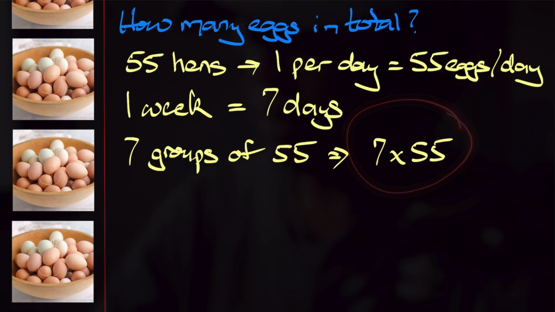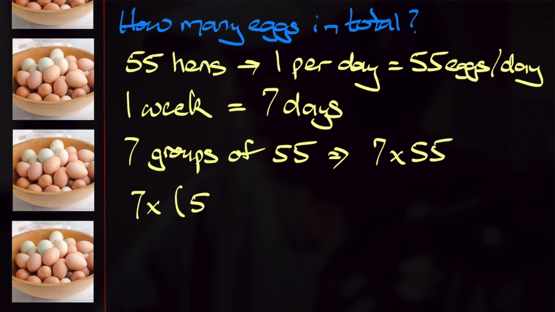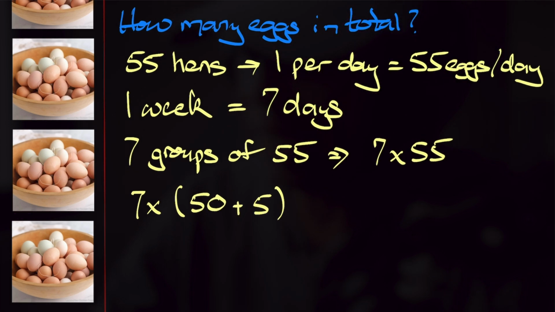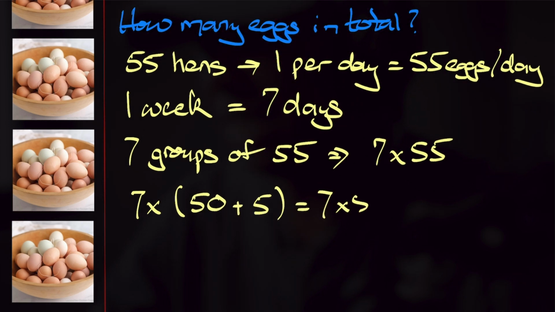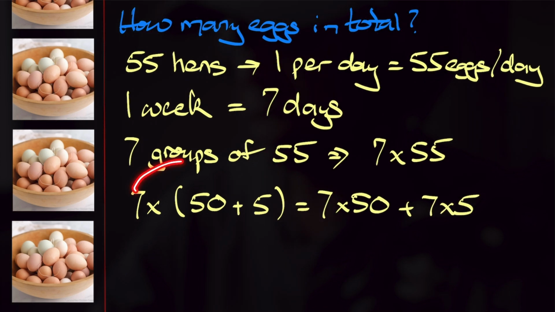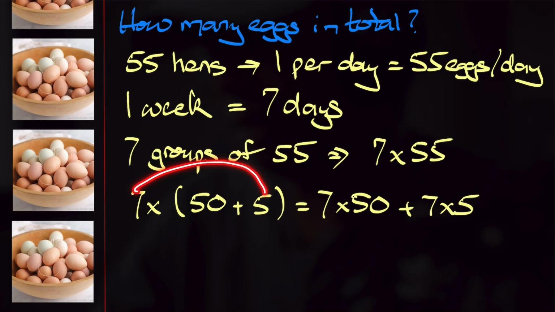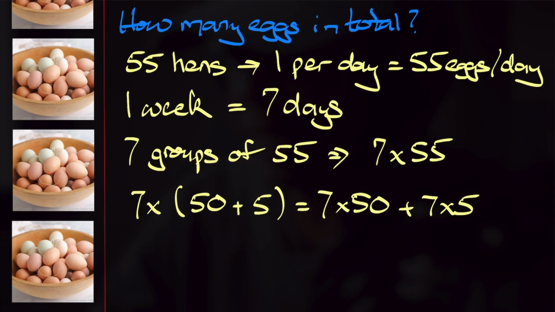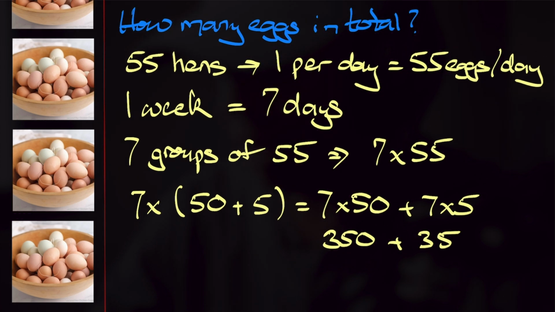I know that 55 can be broken up into 50 plus 5, and then I multiply 7 times 50, and I add it to 7 times 5. So 7 times 5 is 35, so I know that 7 times 50 is 350. When I add it to 7 times 5, which is 35, I get a total of 385 eggs.